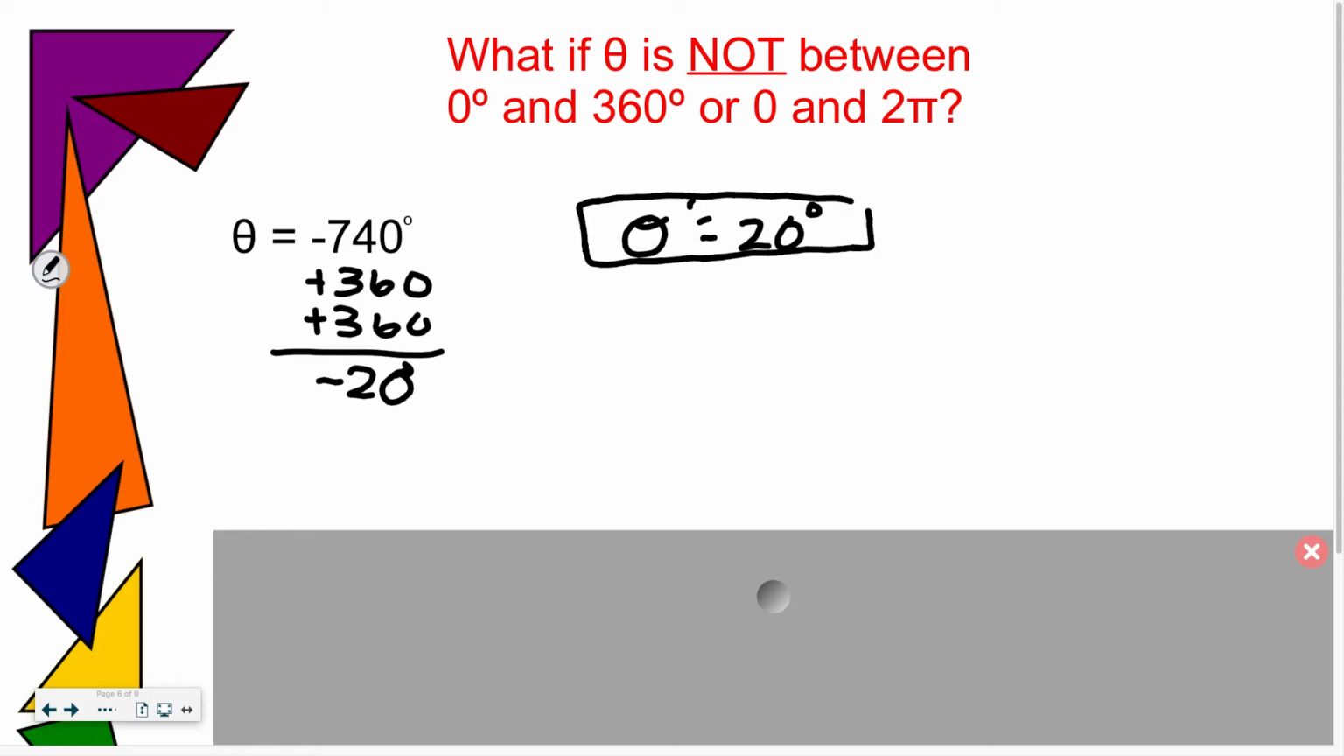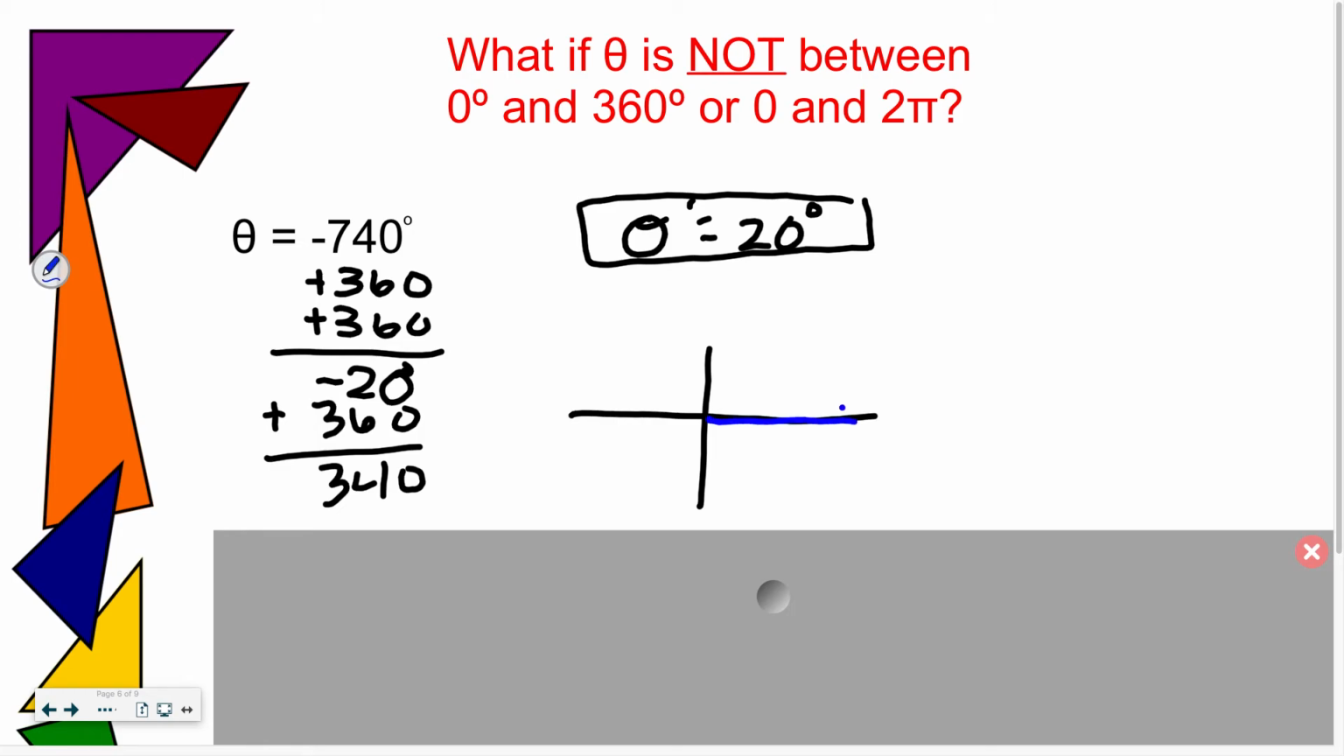Now, if you don't necessarily always believe that, then you could say, well, let me keep going, right? Add another 360 and I've got 340. 340 is in quadrant 4.